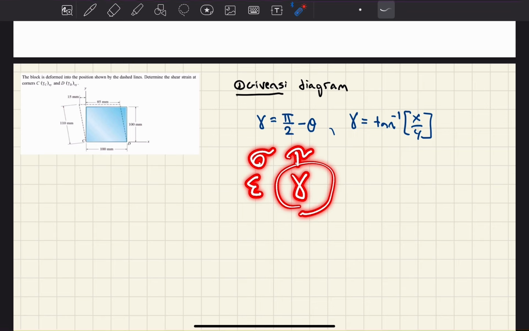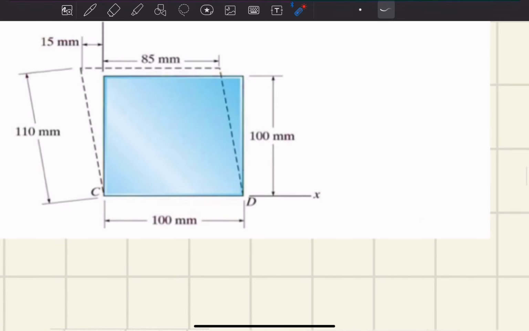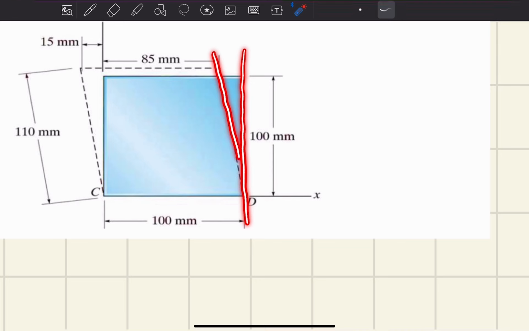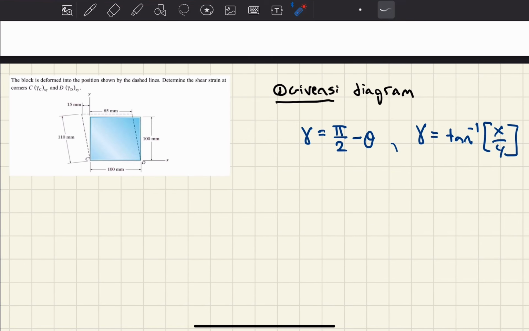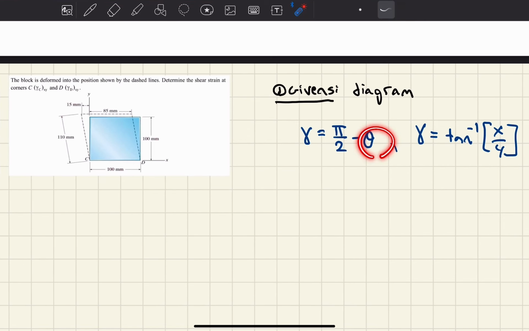So what does shear strain represent, right? If you look on this diagram, shear strain is an angle in radians that represents this kind of deformation. So it's like a deformation angle, kind of, right? So it's basically this angle right here, or in this case, it's this angle right here. So that is shear strain. That's what we mean by shear strain. What is theta and what is x over y?